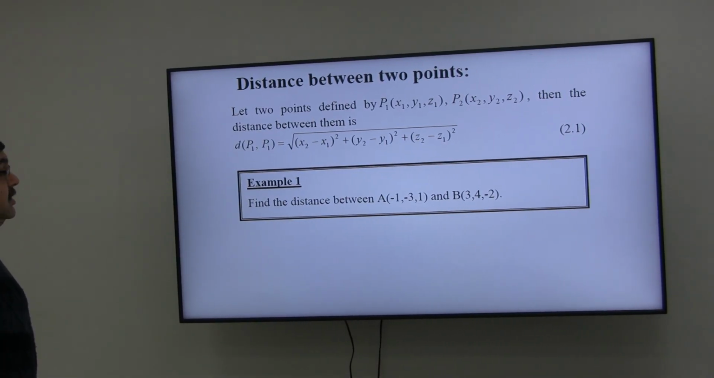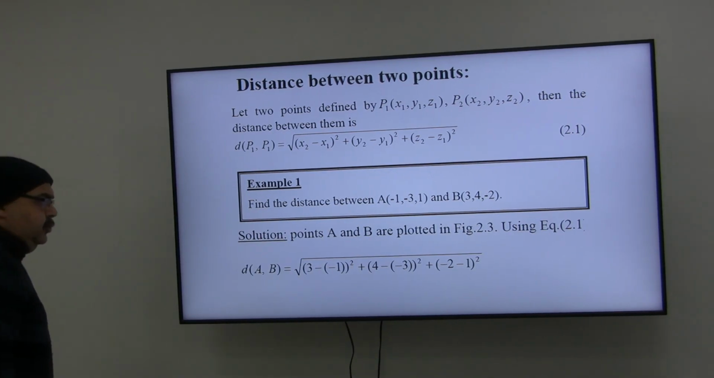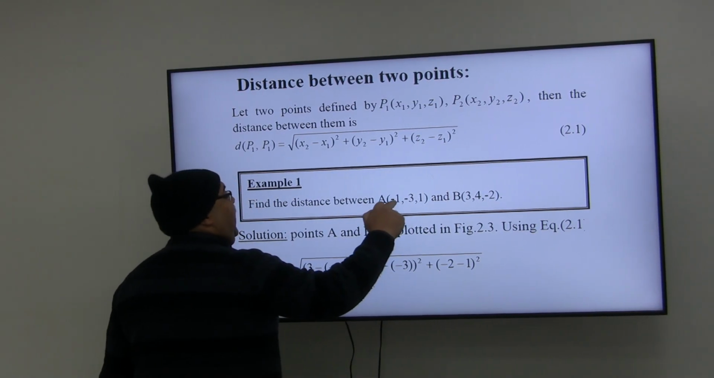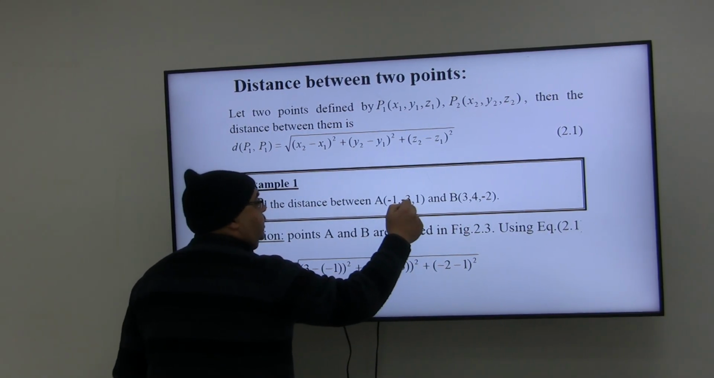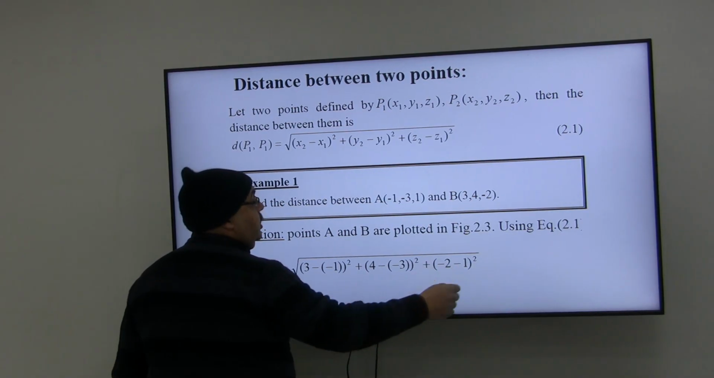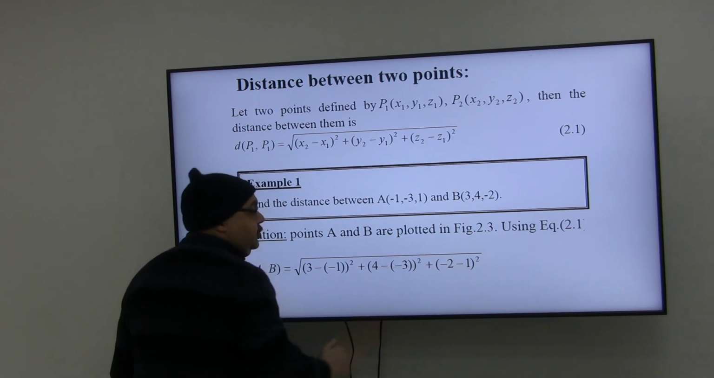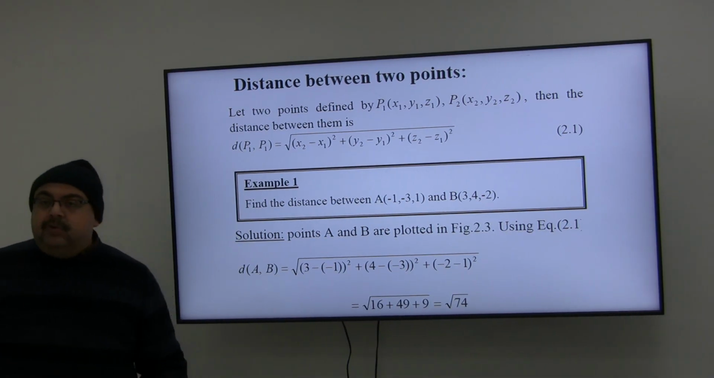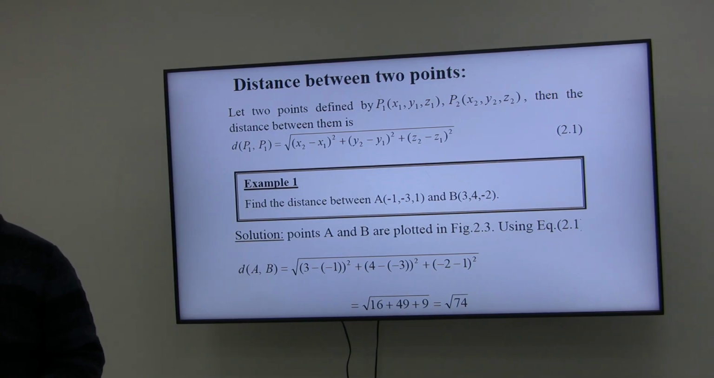Here he is asking you the distance between A and B. And it's very, very simple. All I have to do is to get the difference, whatever you like. So I would say 3 minus negative 1, which is going to be a 4 to the power of 2. Then 4 minus negative 3, which is going to be a 7 to the power of 2. Then negative 2 minus 1, which is going to be negative 3 to the power of 2. Under the square root, so you will be able to get the distance between these 2 points, which is root 74, if needed.